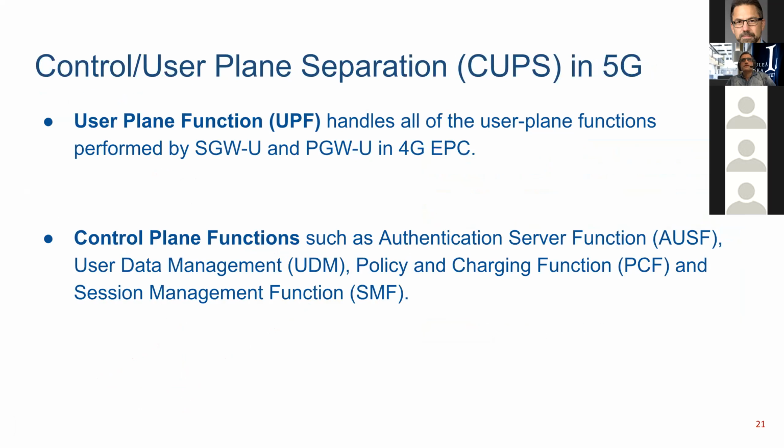Another new aspect in 5G is CUPS, control and user plane separation. This is also very significant in 5G. For example, the user plane functions pretty much deal with the serving gateway and PDN gateway in 4G, the evolved packet core. In the control plane, we are dealing with the authentication server function, the session management function, policy, and also some other elements dealing with control plane functions.